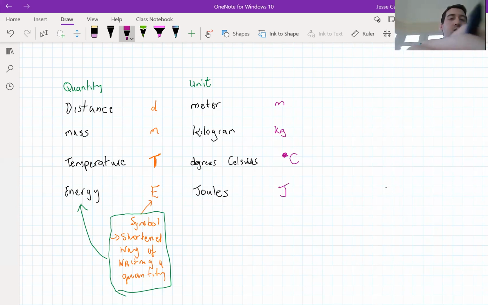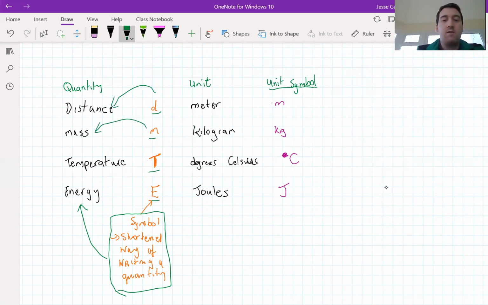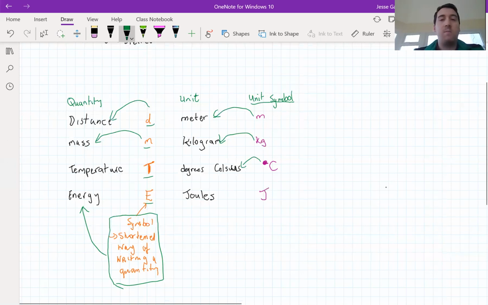These things are what we call unit symbols. So meter, kilogram, so m, kg, degrees C, and capital J are what we call unit symbols. The main thing I don't want you to do here is mix up the unit symbols with these guys. These are the symbols for the quantities, whereas these are the symbols for the units. Just shortened ways of writing units or shortened ways of writing quantities. That's the one thing I don't want you to mix up.